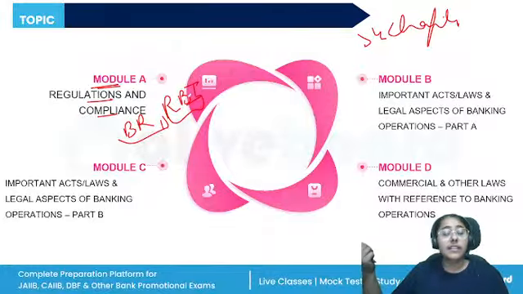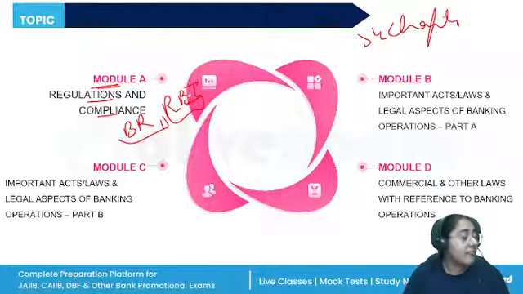Then we will be discussing the mortgages, so the law related to securities and mode of charges. Mortgage will be covered, appropriation, assignment, hypothecation, and then how creation and registration as well as satisfaction of charges is done, right? So all of these things are there in module B.